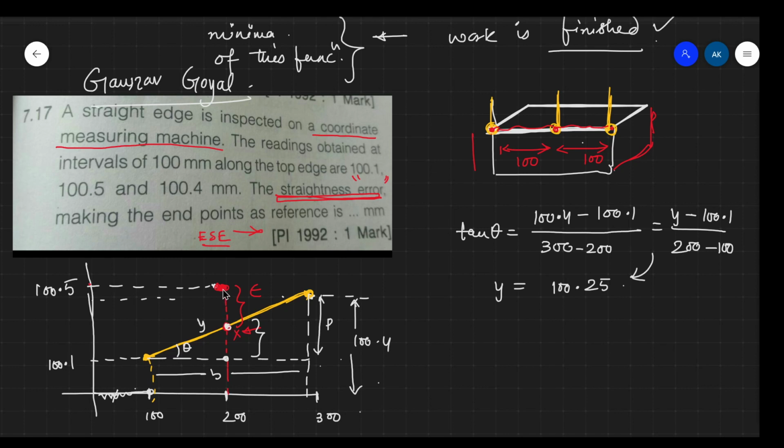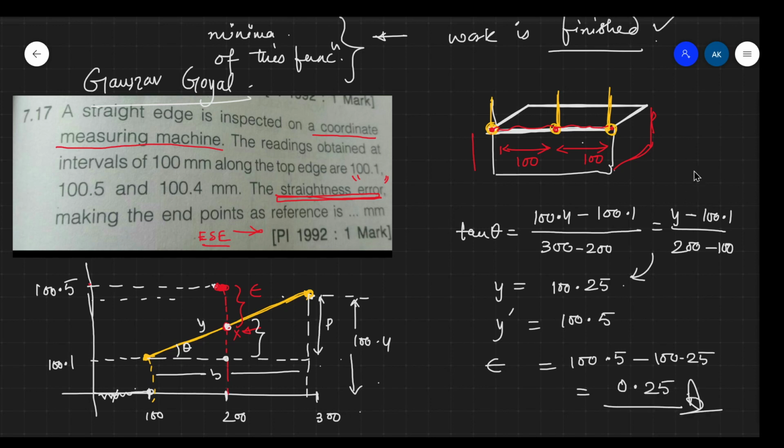But at this point, what is the value already given of y prime? It was given as 100.5. So what will be your error? It will be 100.5 minus 100.25. So it is your 0.25. This was the answer. So its answer was 0.25. Fine. So I guess now you understood the meaning of error. Fine. This was one simple question directly based on the concept of error.